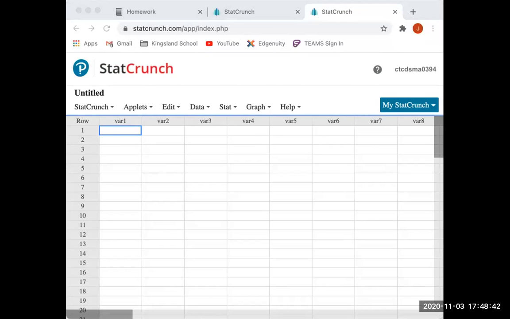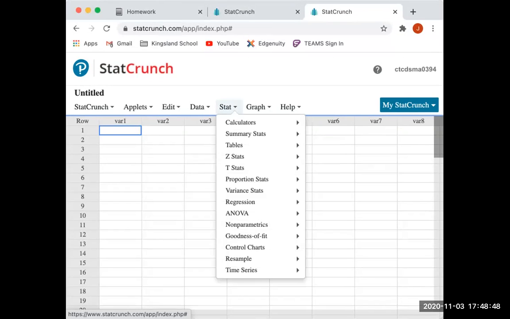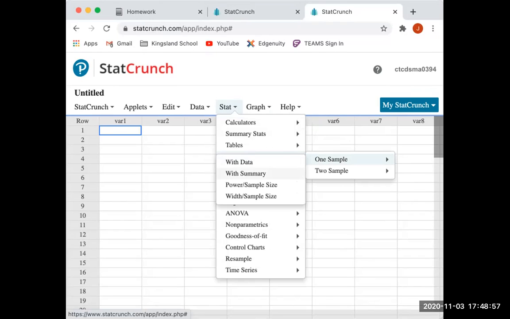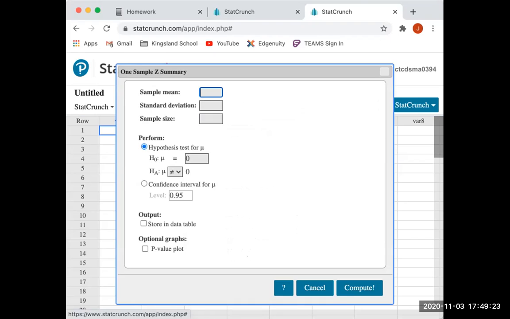So what we're going to do in StatCrunch is click on Stat. And we're going to go down to Z-Stats and select one sample with summary. Now, there are two things that we would select here: one is with data and one is with summary. With data is when the problem gives you a list of numbers. We're not really going to do that right now because we're talking about proportions. We don't have numbers. We have people who said yes or no. So we're going to do with summary on pretty much all of these problems.